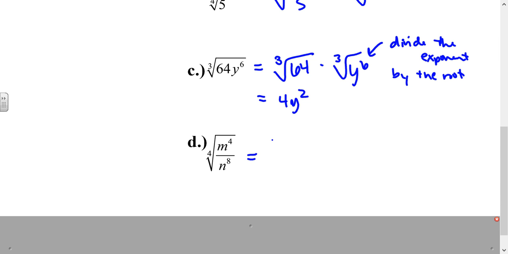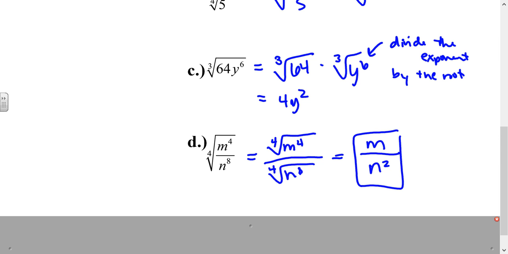So it should be the fourth root of m to the 4th over the fourth root of n to the 8th. So again, we take the exponent divided by the root. Because this is divisible by 4, it would just be m, because it would be m to the 1st. And then 8 divided by 4 would be 2, so it would be n squared. So this would be the answer.